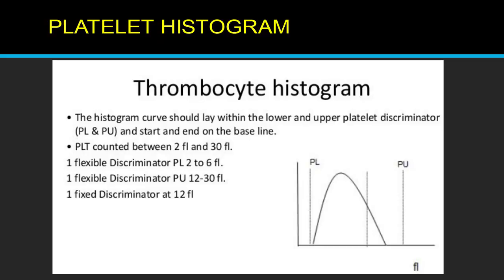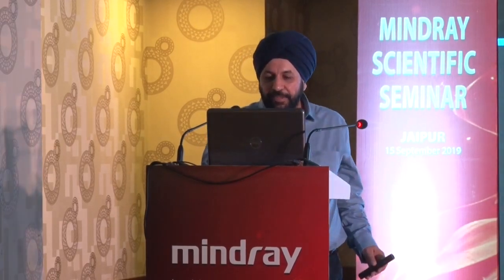Before dwelling any further, let us look at this histogram. This is called the platelet histogram. This is a very important cog in the wheel. We have here 2 flexible discriminators, the lower discriminator at 2 to 6 femtoliters and the upper discriminator at 12 to 30 femtoliters. And we have one fixed discriminator in the middle, at 12 femtoliters. If the histogram starts from the baseline at the lower discriminator and ends just before the baseline at the upper discriminator, this is called a normal platelet histogram.